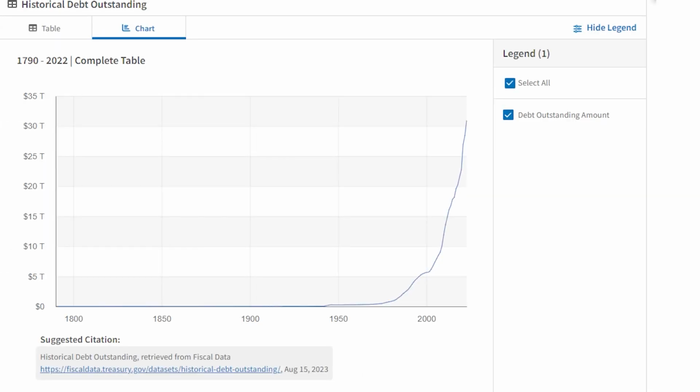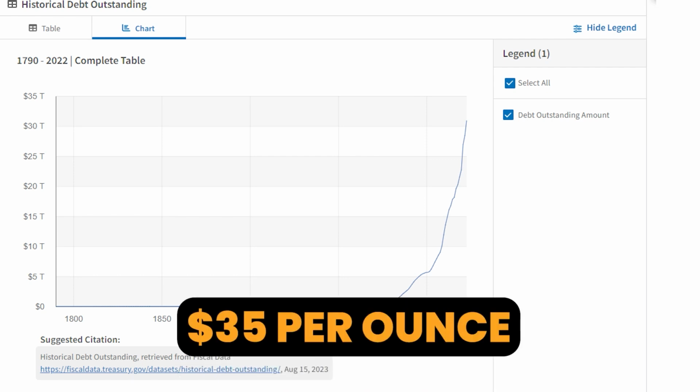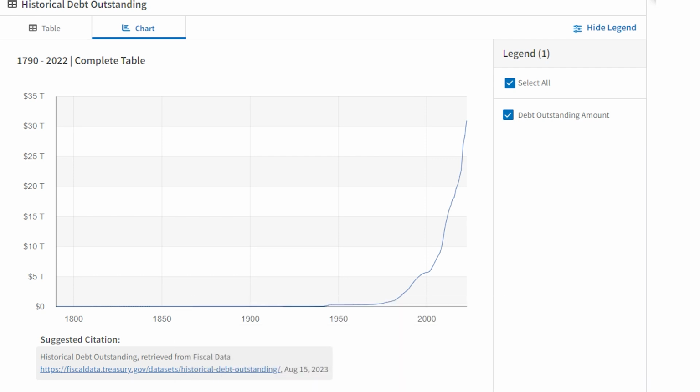You can see that with this graph of the history of the US national debt. We had sound money for a long time. We were on the gold standard, which means our money was backed by gold. The Federal Reserve was established in 1913, and this is when everything started to change. By 1944, Bretton Woods was established, where the US dollar was pegged to gold at a fixed rate of $35 per ounce, and other countries' currencies were pegged to the US dollar.